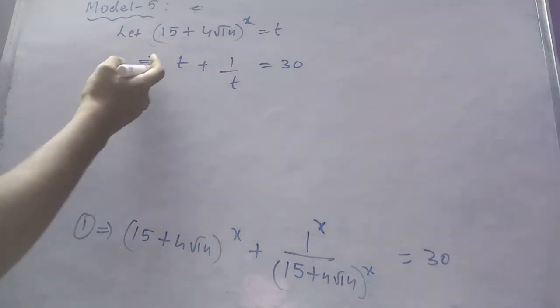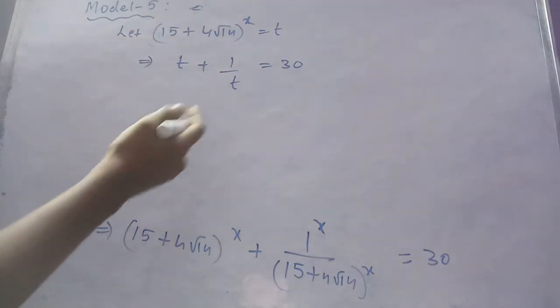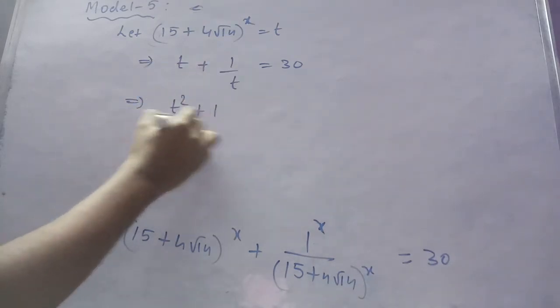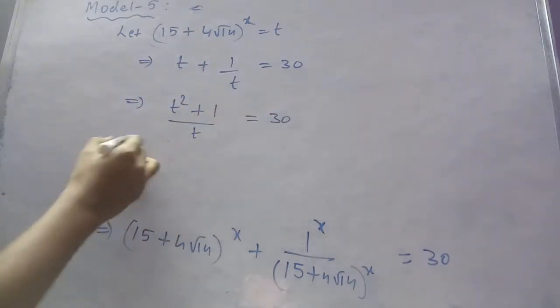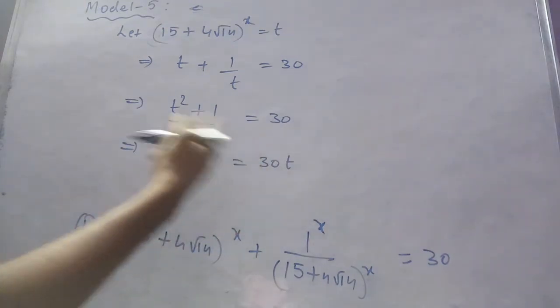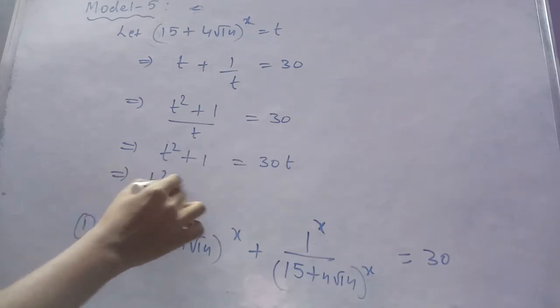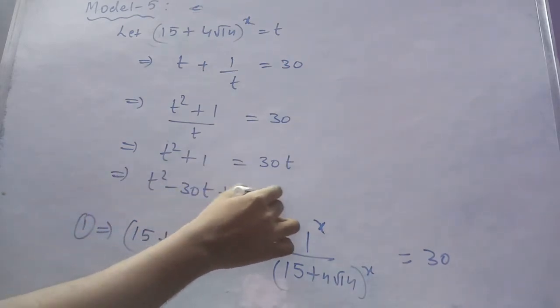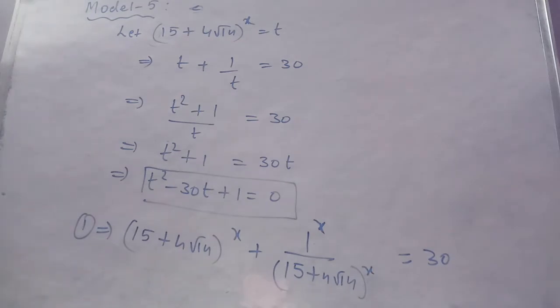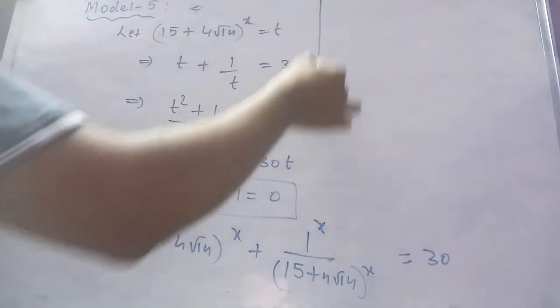If you take the common denominator and cross multiply, t into t is t² plus 1, whole divided by t, equal to 30. So cross multiply: t² + 1 = 30t, and take it to the left side. t² − 30t + 1 = 0 is a quadratic equation. Now let us find the value of t using the quadratic formula, because we cannot split the middle term here.